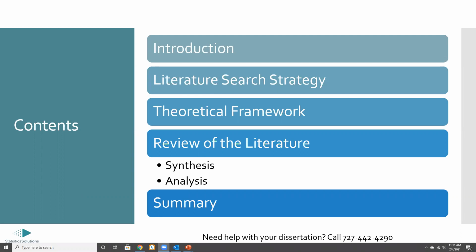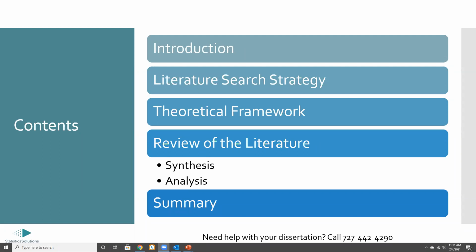Again, the typical features of the literature review, which is what we're going to cover today, involve the introduction, the literature search strategy, the theoretical framework, which may or may not appear in chapter 2 or the literature review. Some schools want it in there, some schools don't. We'll cover that in a minute. Then the actual review of the literature, which is really the meat of the chapter, and a summary.